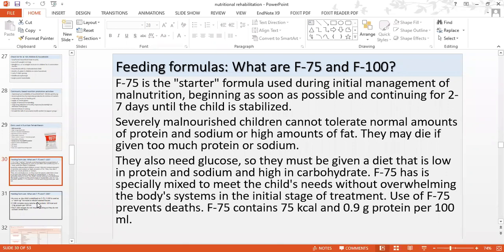Severely malnourished children cannot tolerate normal amounts of protein and sodium or a high amount of fat, so they may die if too much is given to them. They also need glucose, so they must be given a diet that is low in protein and sodium and high in carbohydrate. The F75 formula is specially mixed to meet the child's needs without overwhelming the body system in the initial stage of treatment. So use of F75 formula prevents death. And mostly must remember that F75 formula contains 75 kilocalories and gives 0.9 gram protein per 100 ml.